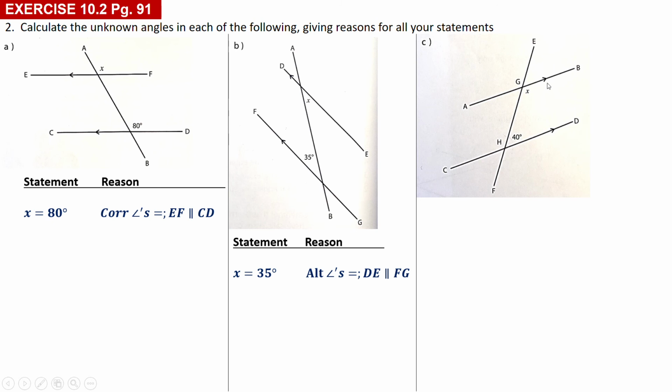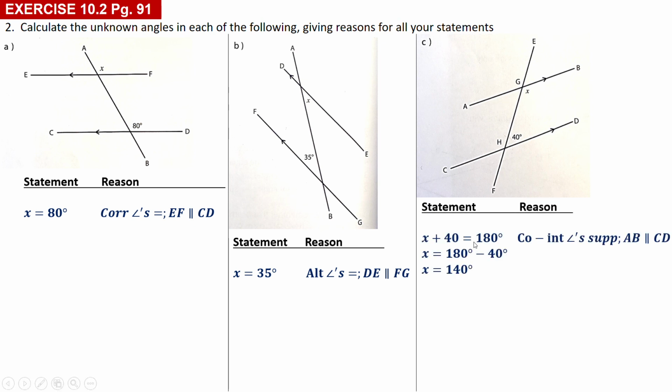And then the last one, you've got a U shape, so you should have already known that you're working with co-interior angles. I know that co-interior is the one where they're not equal. Co-interior is the one where they add up to 180. So x plus 40 is equal to 180 degrees. Co-interior angles supplementary, you must put in that sup, or you must say equals 180. There's your parallel lines, and if I solve, I get x is equal to 140 degrees.